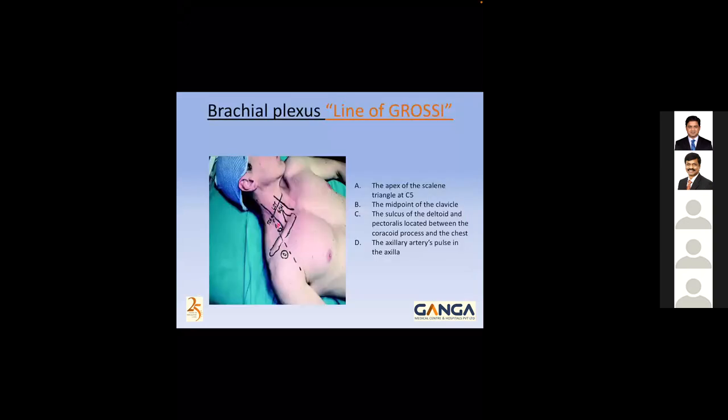And what is called the line of Grossi? When you connect 4 markings: first, the apex of the scalene triangle at the level of C5; the midpoint of the clavicle; the third point is the deltopectoral groove; and the fourth point is the pulsation of the axillary artery. When you connect all these points, you get a straight line. The plexus can be blocked anywhere along the straight line. That's called the anesthetic line of the brachial plexus or line of Grossi. Anywhere along this line, you can block the brachial plexus and get anesthesia of the upper limb.